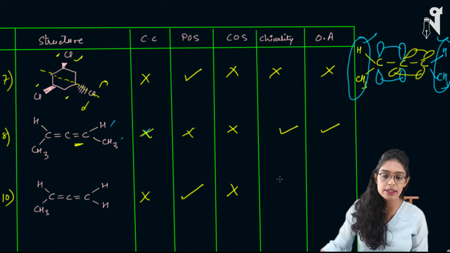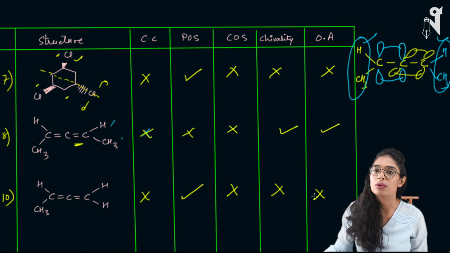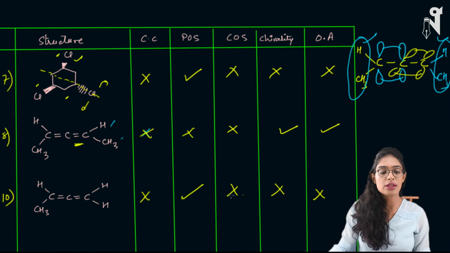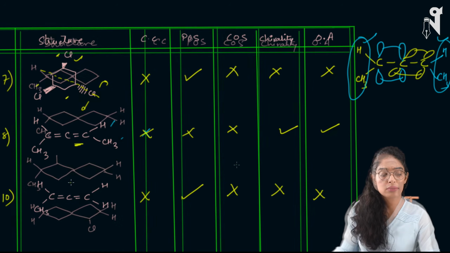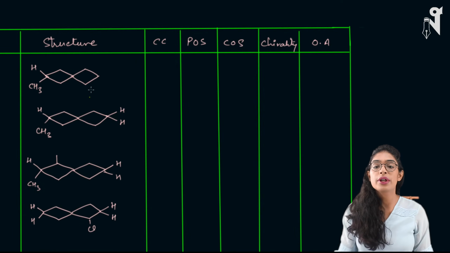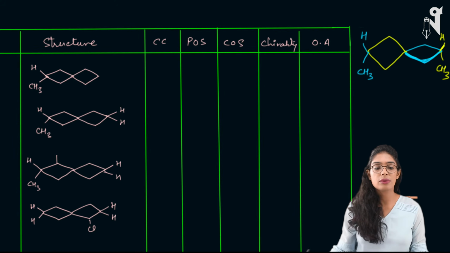No. Chirality is there? No. Optical activity is there? Okay. So this is about these three structures. Let's see a few more. Again, I have written a few structures over here. Try them out on your own, and then I'll discuss the answers. Okay, so let's try out these ones.